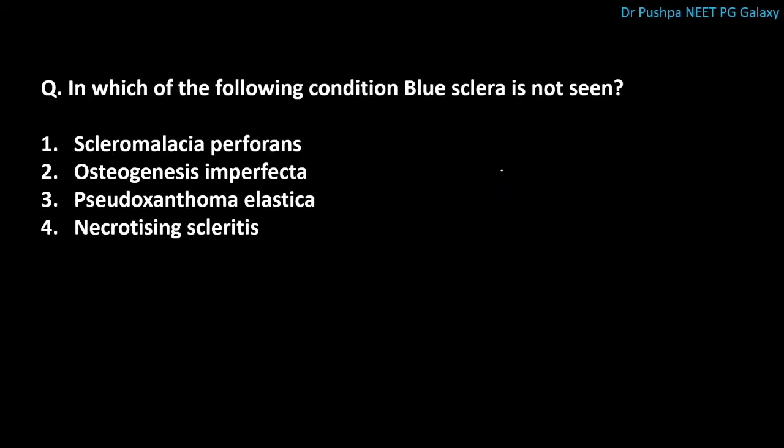Next question is, in which of the following condition blue sclera is not seen? The correct answer is necrotizing scleritis. In this condition, blue sclera is not seen. This necrotizing scleritis is usually associated with connective tissue disorders like rheumatoid arthritis, SLE. In blue sclera, the sclera is usually thin, so the underlying uveal tissue is visible, which appears as blue.